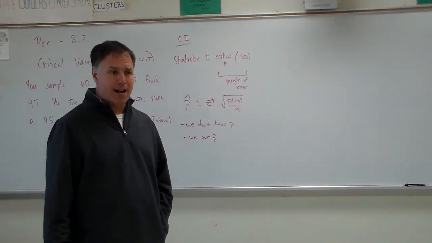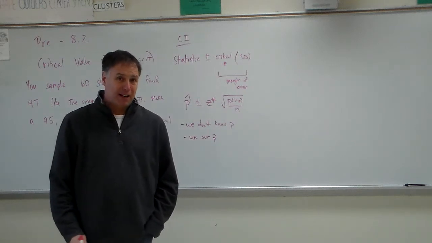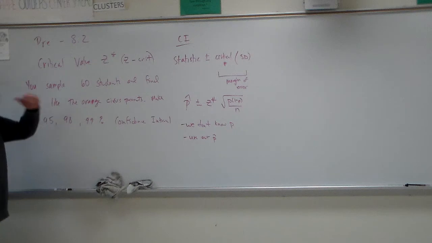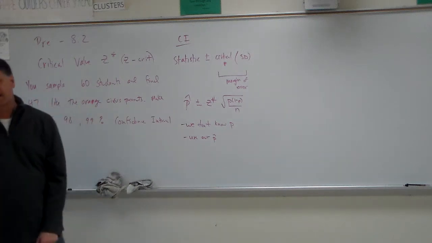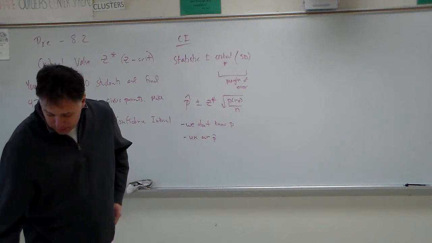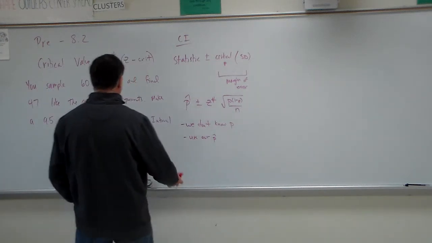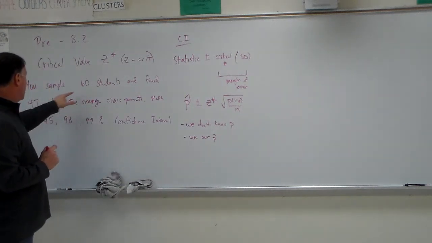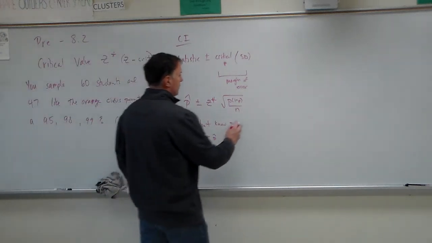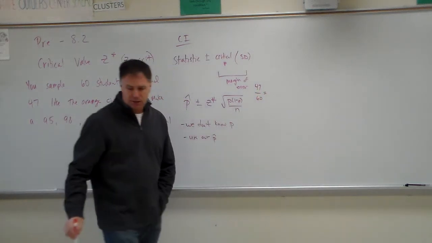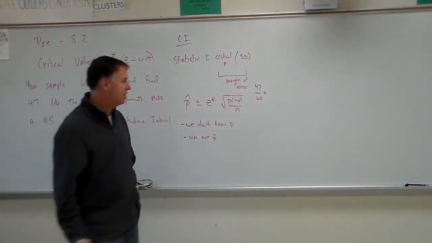Okay, are we always going to be right? No. But we expect to be right about 95% of the time, or 98% of the time, or 99% of the time. That's what we hope. So we do our p hat. Well, that's going to be 47 divided by 60, which is 0.783.